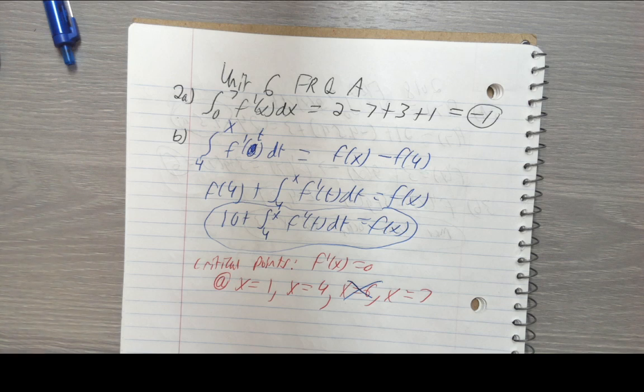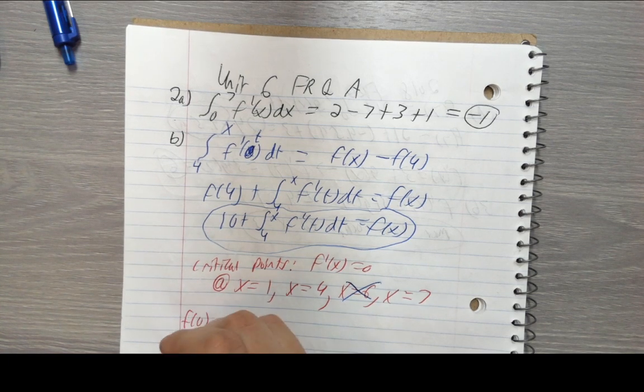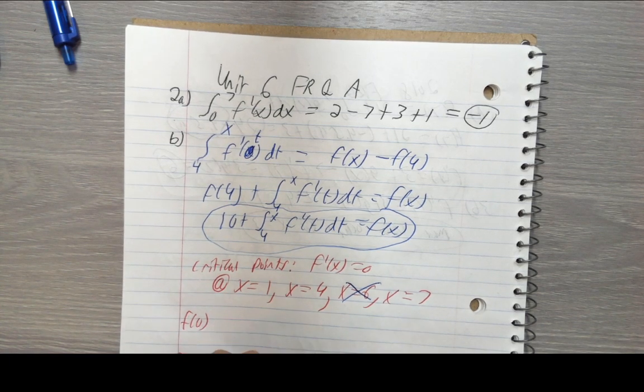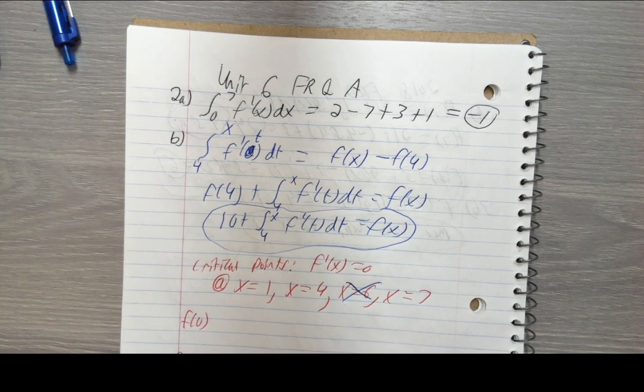So when we're looking at these absolute maxes and minimums, we're only looking for the critical points where it changes from increasing to decreasing. So I'm getting rid of x equals 6. Now I'm going to use the candidates test. So I need to check the endpoints and my critical points. So f of 0, f of 1, f of 4, and f of 7.